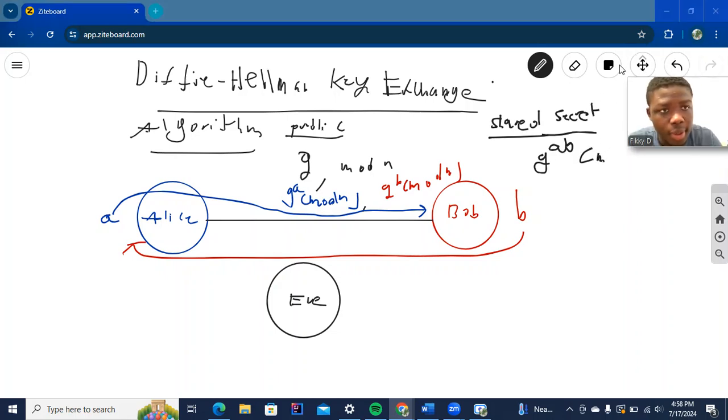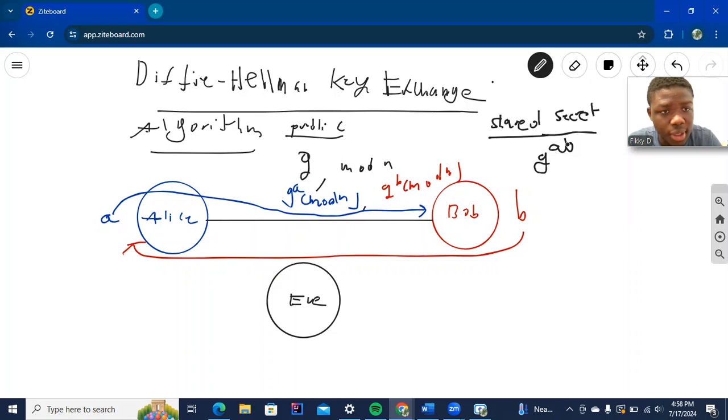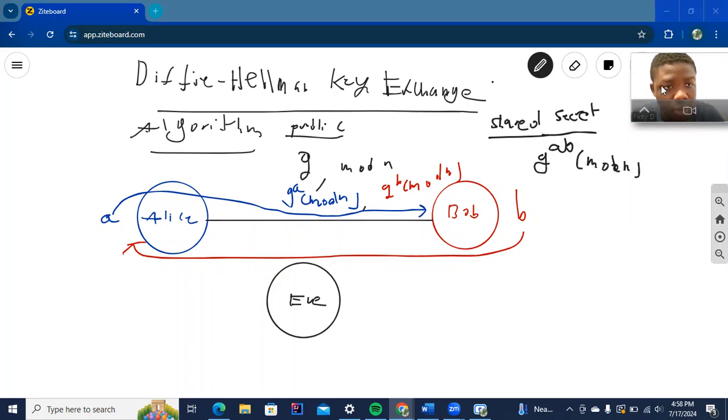So everything, we're working in mod n. We're working in a finite field. So we're going to take mod n. Everything is just mod n. So this is how this is going to be shared.